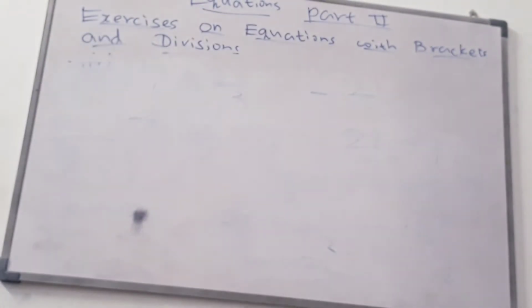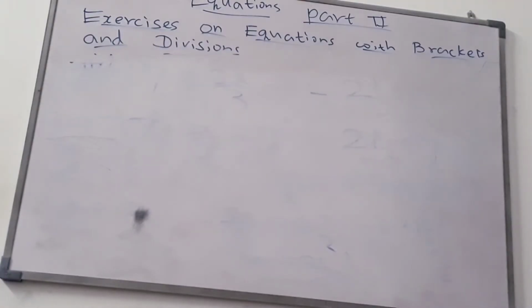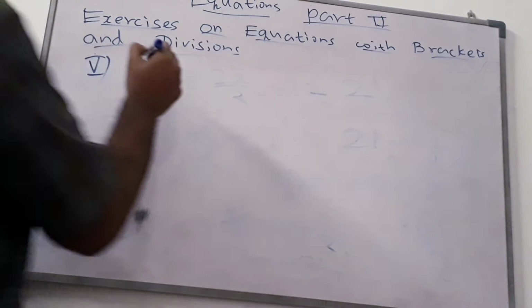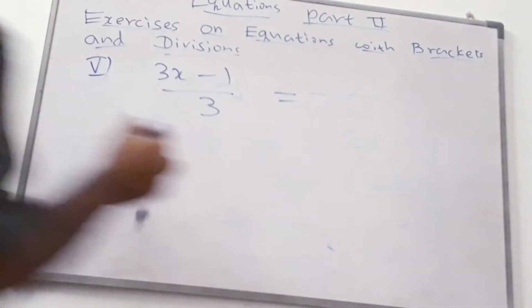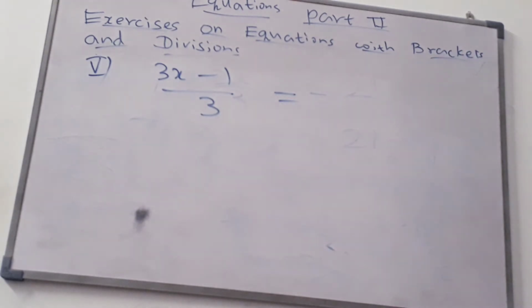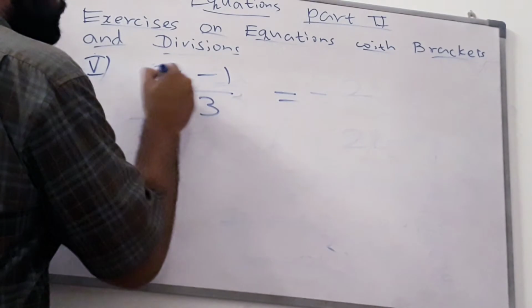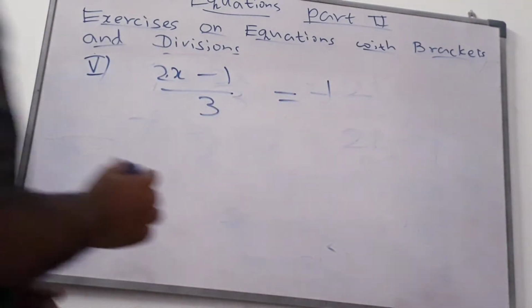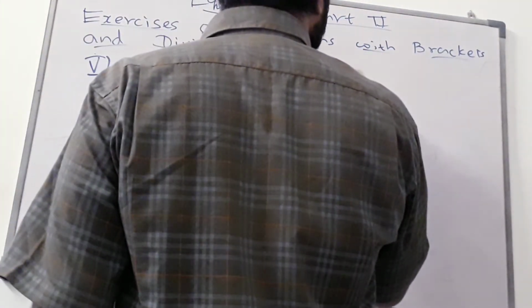Next question. Fifth question. (3x minus 1) over 3 equals 2x minus 3 equals 1 plus 1 equals 1.